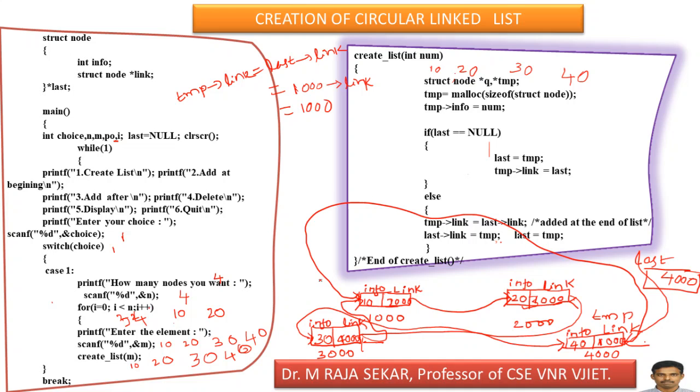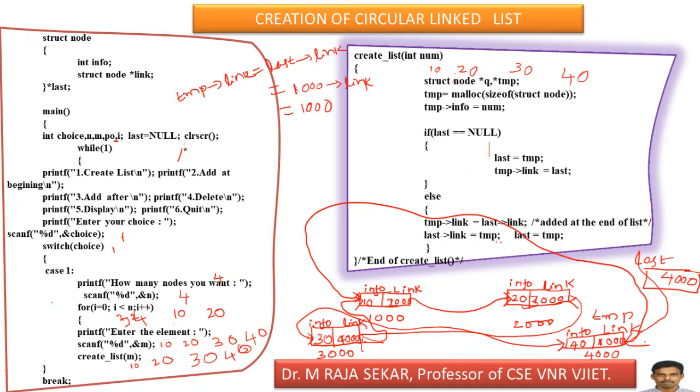This is a circular linked list with 4 nodes. After this particular function, where will I go? Now i becomes 4. 4 less than 4 is false. The for loop is terminated. With a break, we will come out of the switch. Therefore, I can write this circular linked list like this.